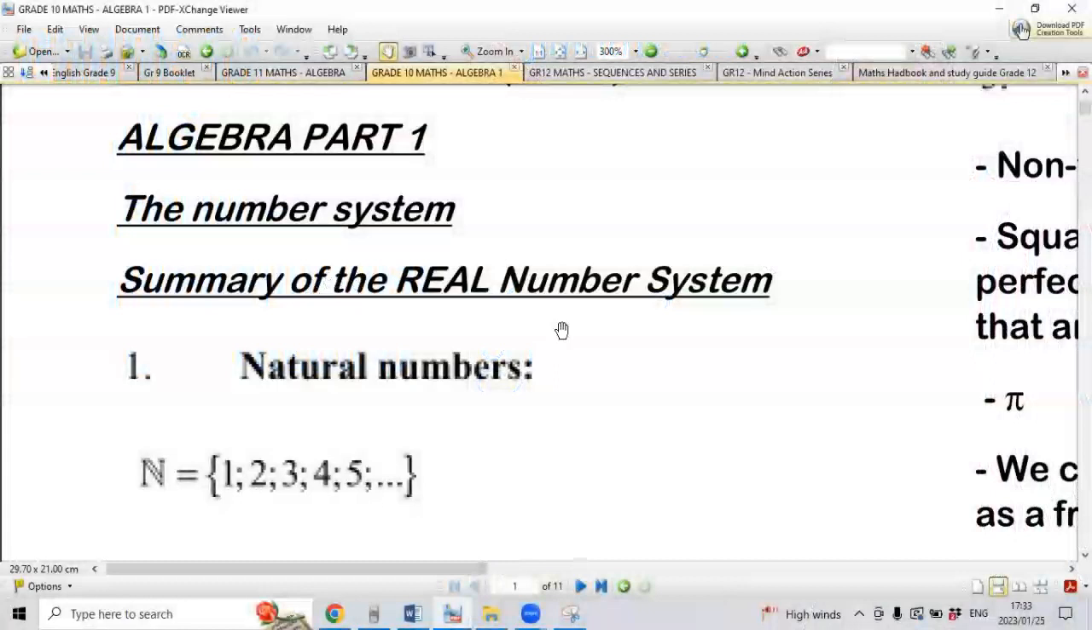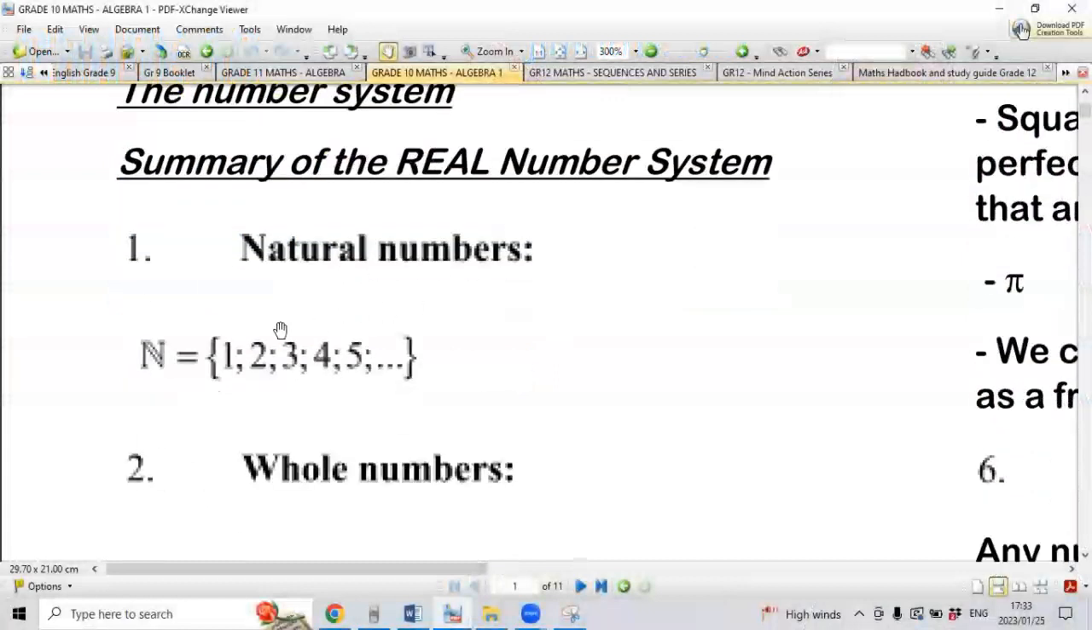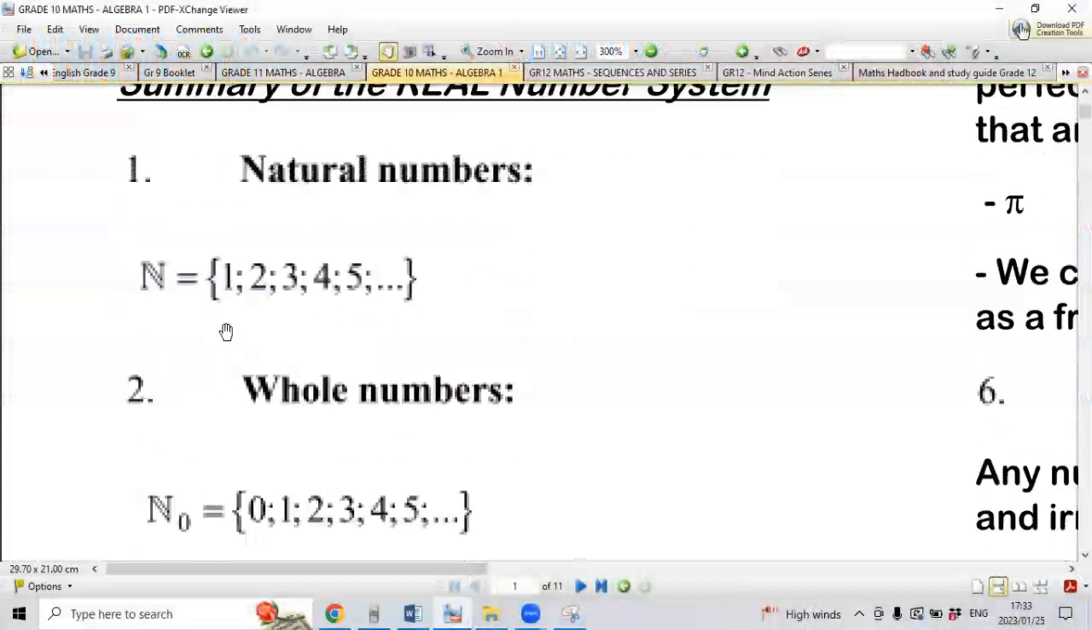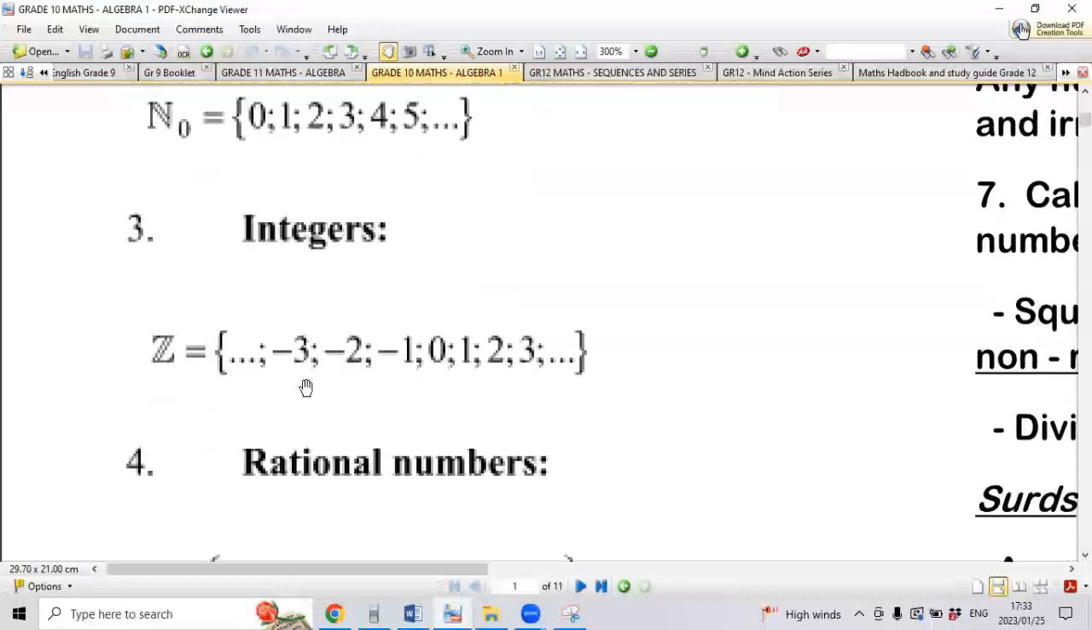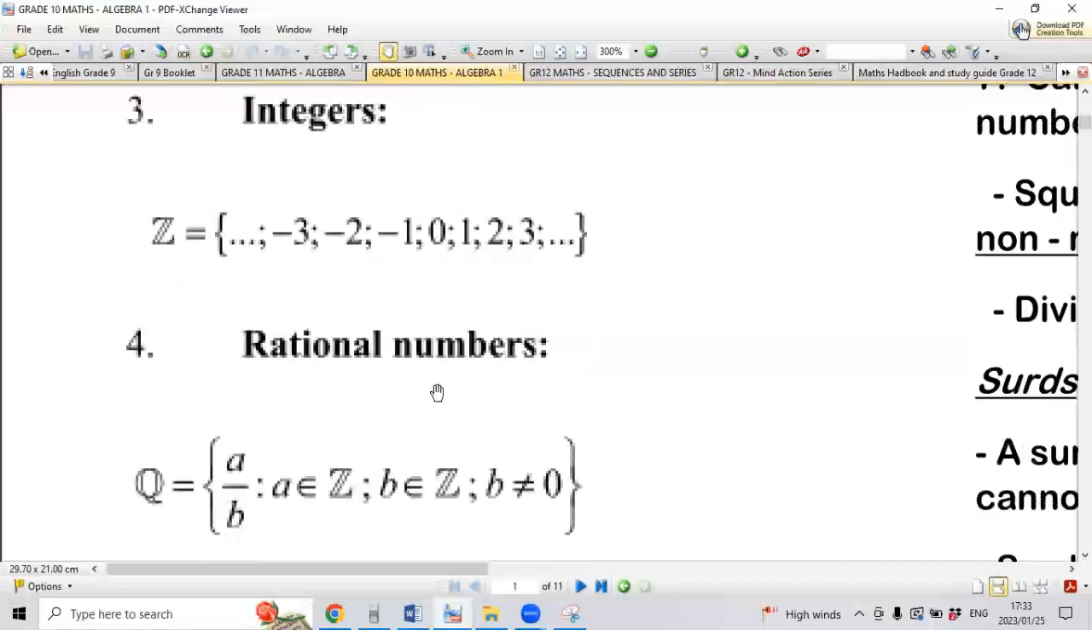Summary of the real number system. So we ought to know natural numbers, and natural numbers are positive counting numbers starting from 1. Whole numbers are also counting numbers, starting from 0. Integers are positive or negative whole numbers, including 0.